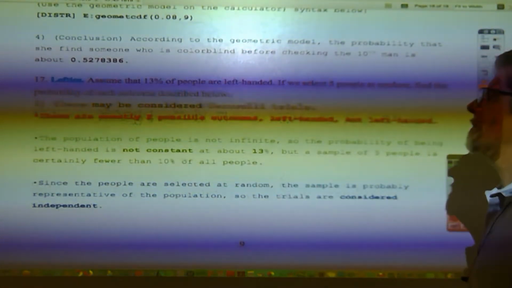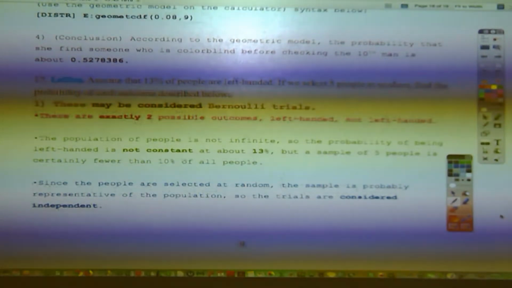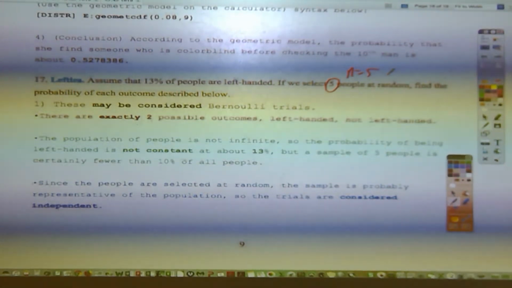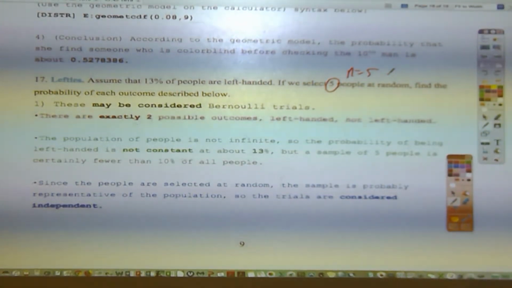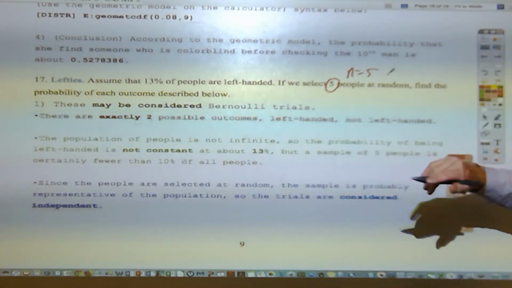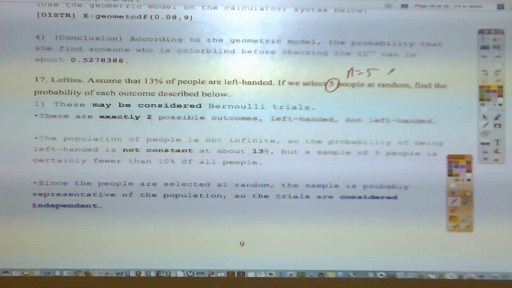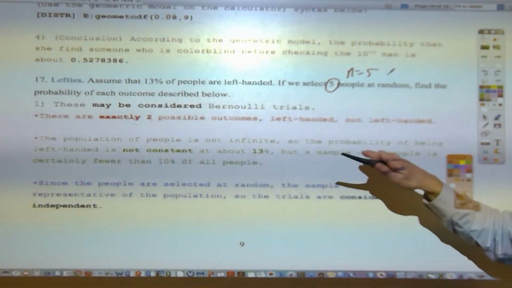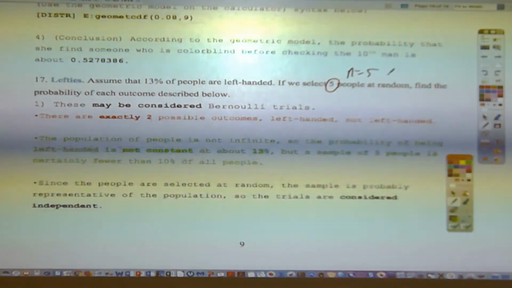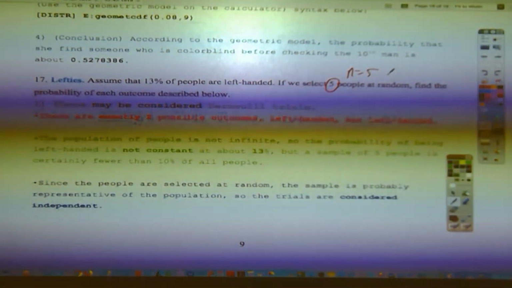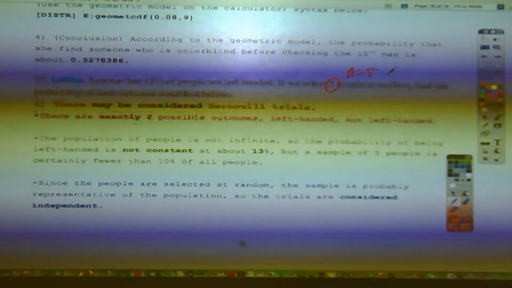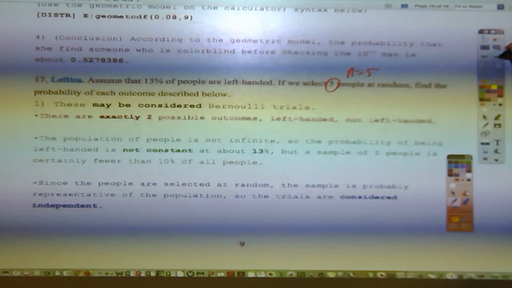Assume that 13% of people are left-handed, and if we select 5 people at random, so they're telling us n is equal to 5, find the probability of each outcome described below. Now, these are Bernoulli trials because there's 2 possible outcomes, left and not left-handed. The population of people is infinite, so this is not constant, but 5 people is less than 10% of all people. 7 billion people, 5 is not more than 10% of that. And since people are selected at random, so that's good. And that you already have filled in, or at least most of it filled in. The trials are considered independent of each other. So let's turn the page and take a look at what they're asking us here.